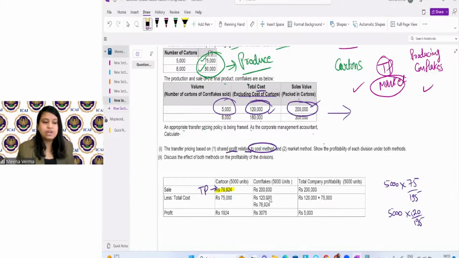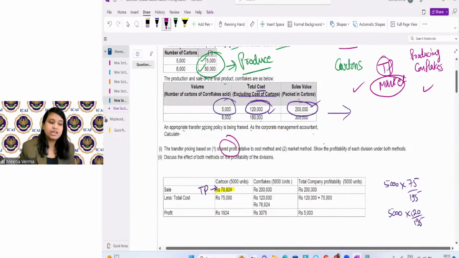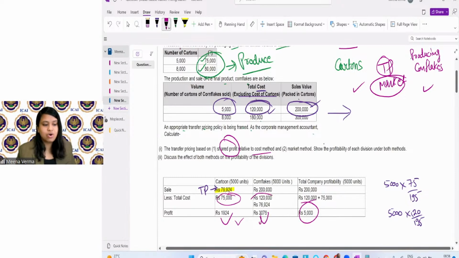So this is how we are deciding the transfer price. What is the method? Shared profit to cost method. Matlab, you are sharing the profit on the basis of the cost. You are allocating the profit on the basis of the cost to these two different divisions, right? You can see here we have considered the cost. On the basis of the cost, we have allocated the profits, right?